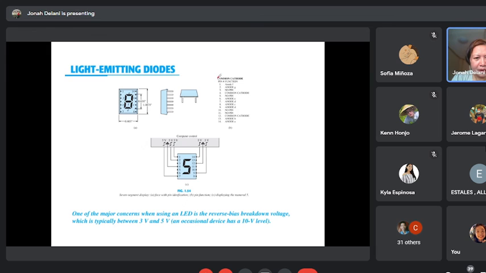The light-emitting diodes are also used in 7-segment displays. The ones that light up, not the liquid crystal display. Those that light up are LEDs. Of course, they are formed in straight segments, each part lighting up.